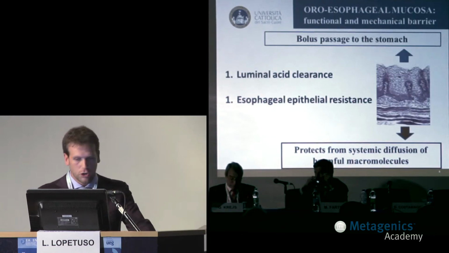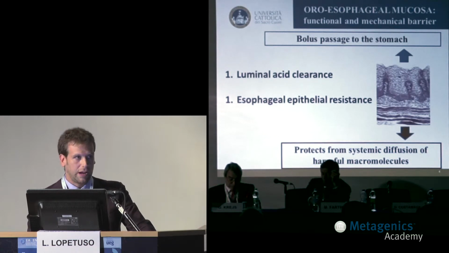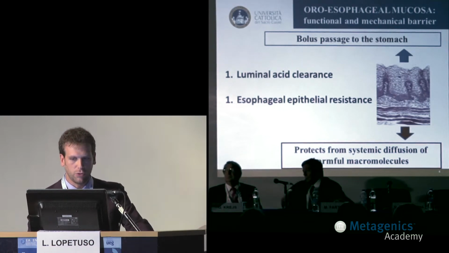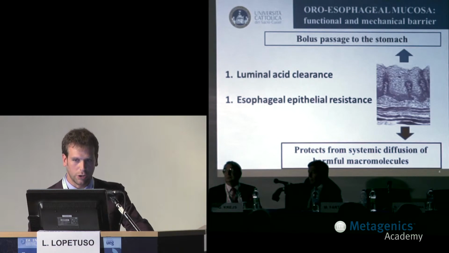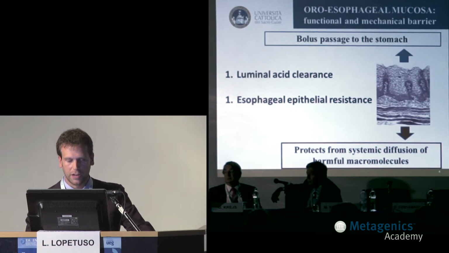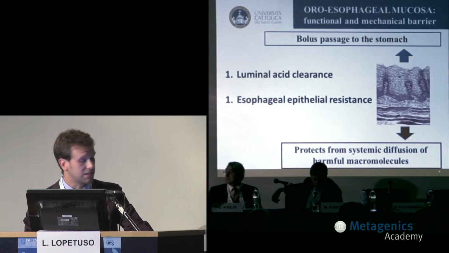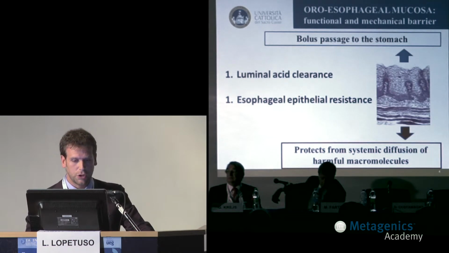So in physiological situation, we have a continuous passage of food through the esophagus and through the oroesophageal mucosa. But in a healthy barrier, we don't have any damage to the luminal surface. This is allowed by two mechanisms, the luminal acid clearance and an esophageal-specific epithelial resistance.